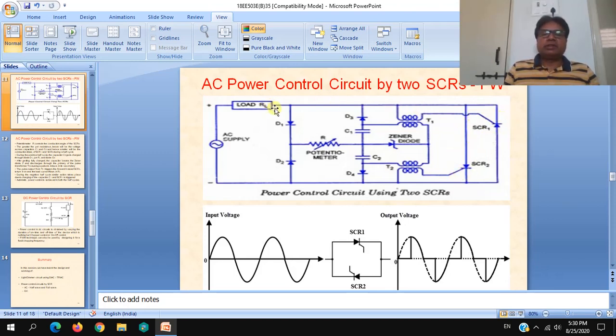SCR1 conducts for the negative half cycle, SCR2 conducts for the positive half cycle, and as discussed in the previous session and in all the sessions, the Zener diode is the main thing which senses the changes in the voltage in its reverse. So we will follow the diagram for the operation.